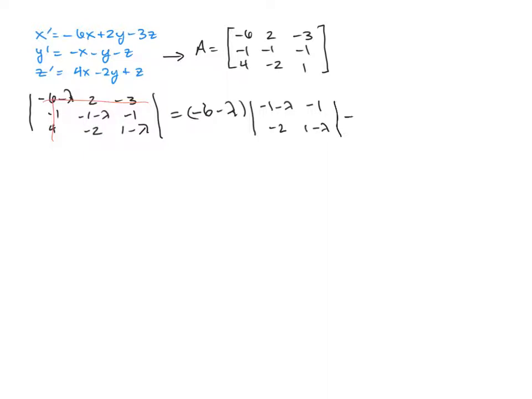So we're going to have a -2 times the subdeterminant from striking out that row and that column. So that'll be -1 and 4, and -1 and 1 minus lambda. And then finally, -3 times the subdeterminant from striking out that row and that column, which is -1 and 4, -1 minus lambda, and a -2.